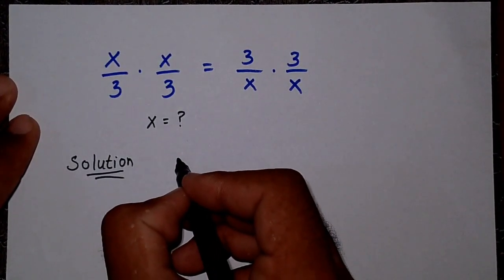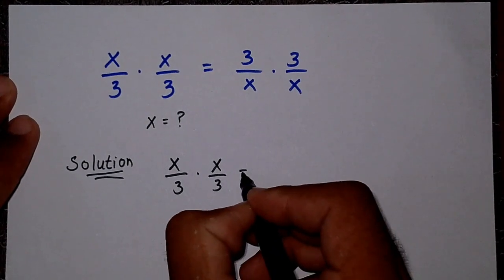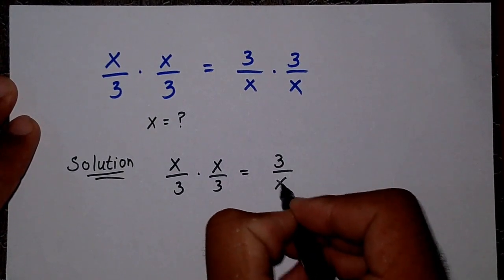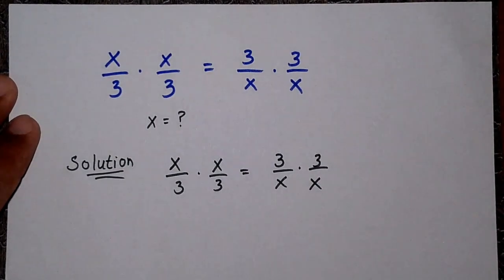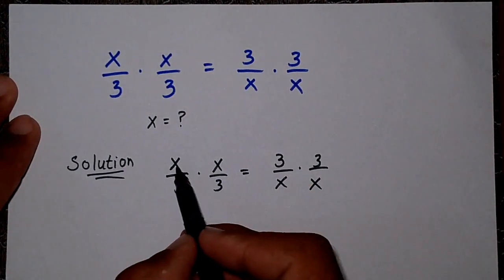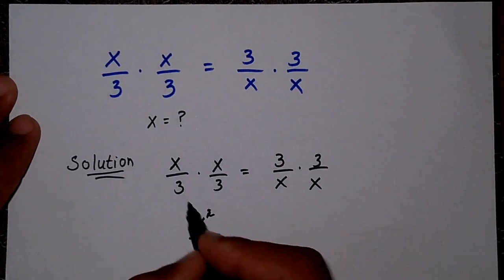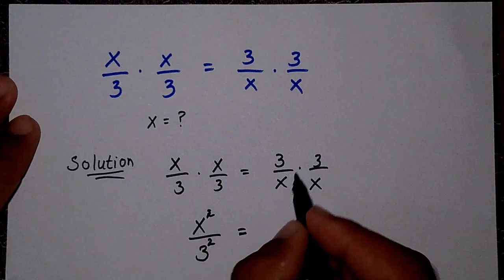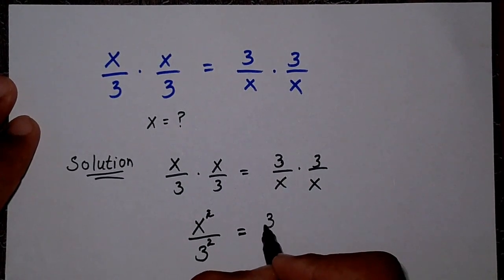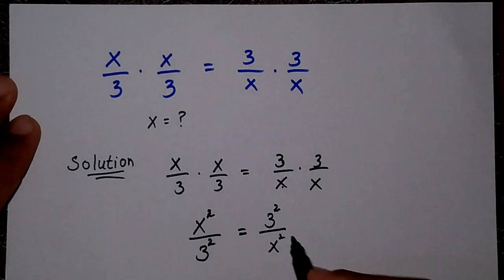The question is x over 3 times x over 3 is equal to 3 over x times 3 over x. Now to solve this, we know that x times x is equal to x square over 3 times 3 is equal to 3 square, which is equal to 3 square over x times x is equal to x square.